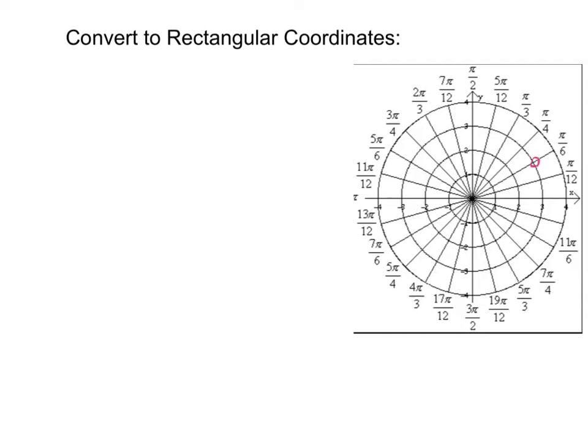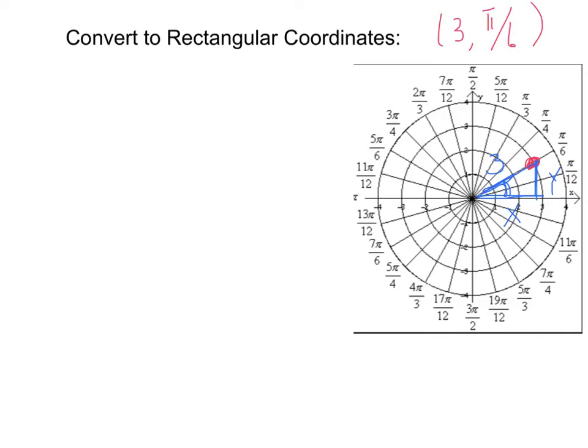I'm going to pick a point. Let's call that 3 and pi over 6. I'm going to convert that to rectangular coordinates, meaning in x and y. Now, it's actually a pretty easy process. If you think about a triangle, we want to know what x and y is. We're going to just make a little right triangle. Of course, this is x, this is y, and we know the hypotenuse is 3, and we also know the angle. So, using some simple trig, we can calculate x and y.